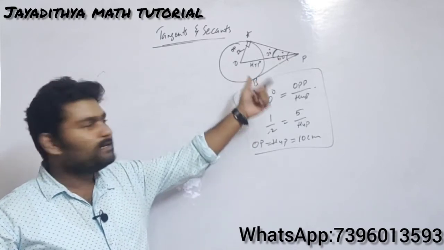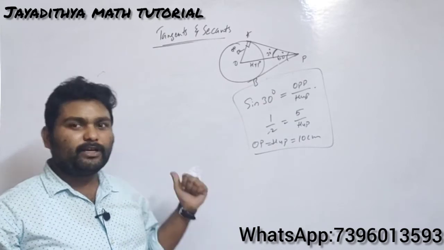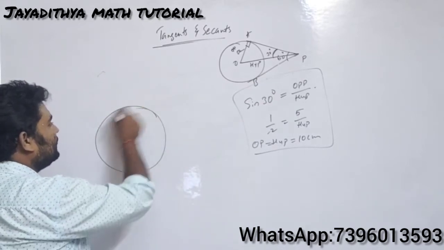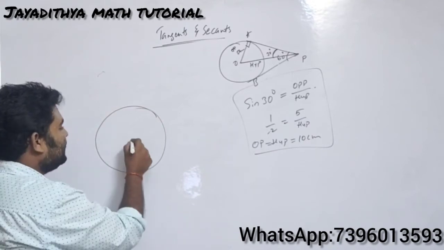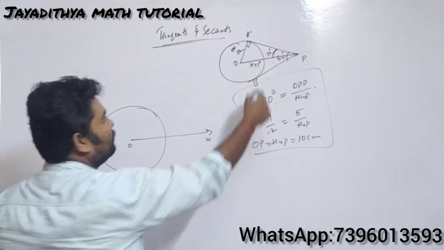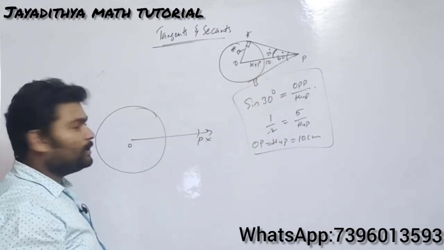Now, only when the angle is given, you should just find the OP. After finding OP, the problem will be like the previous one which we have discussed just now. So how to draw it? First of all, draw a circle of radius 5 centimeters. Take the center, draw a ray OX. The OP distance is 10 centimeters, so mark a point P here such that OP is equal to 10 centimeters.